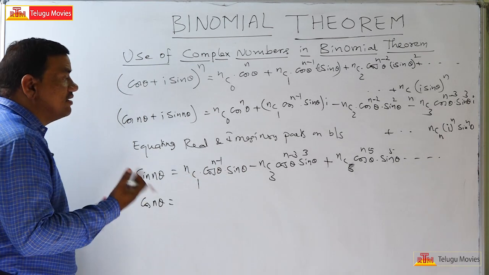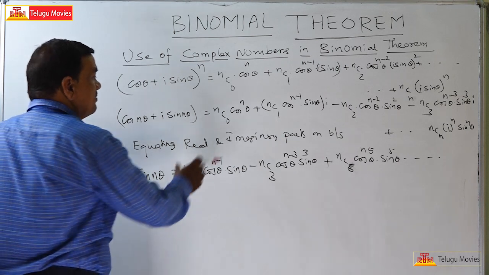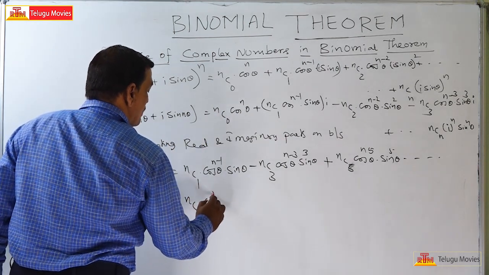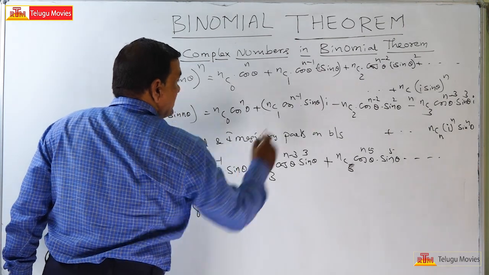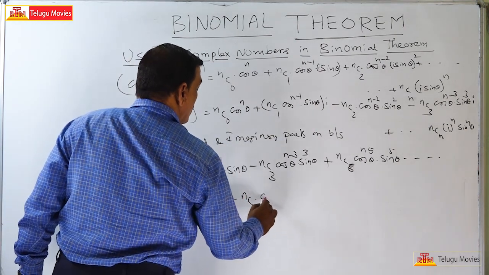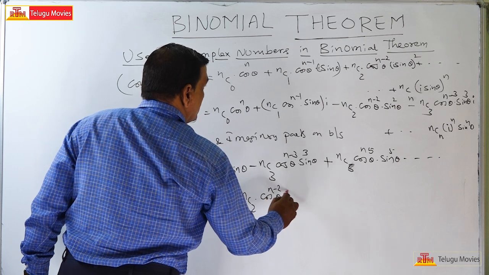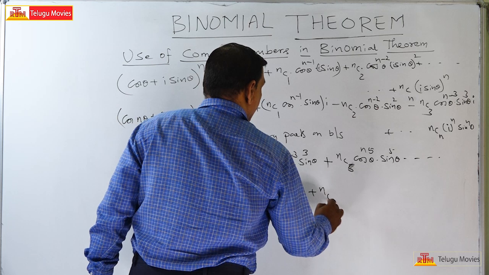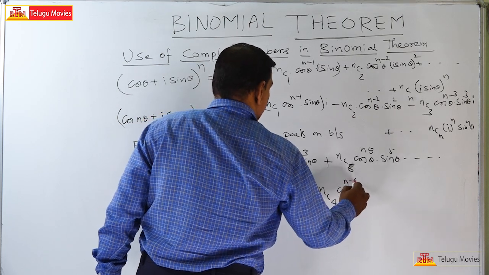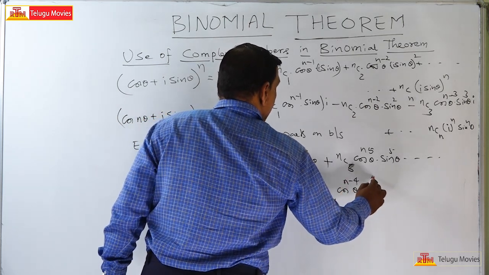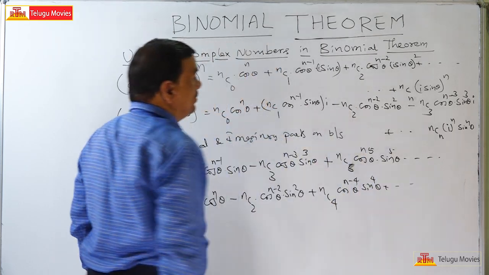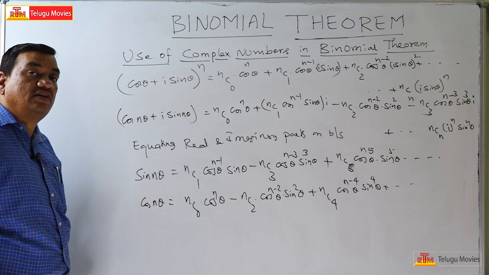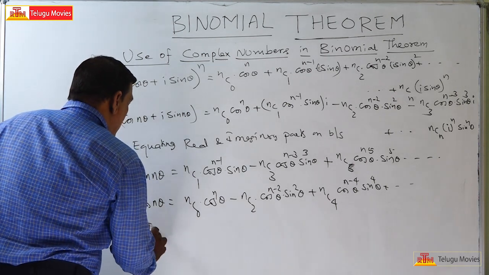Now let us equate real parts, that is cos n theta. Cos n theta means the remaining parts will come. This is the real part: nC0 cos power n theta minus nC2 cos power n minus 2 theta into sin square theta plus nC4 cos power n minus 4 theta into sin 4 theta, plus so on it will go. So this is sin n theta and cos n theta.